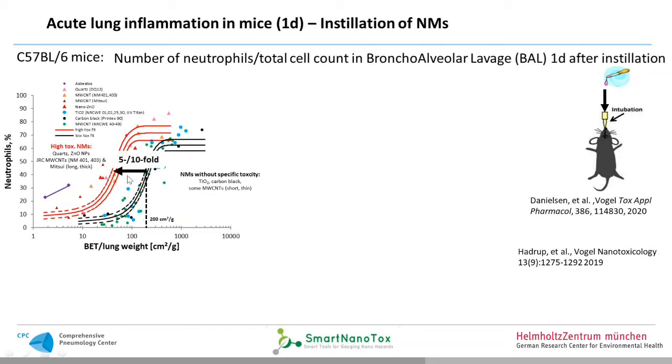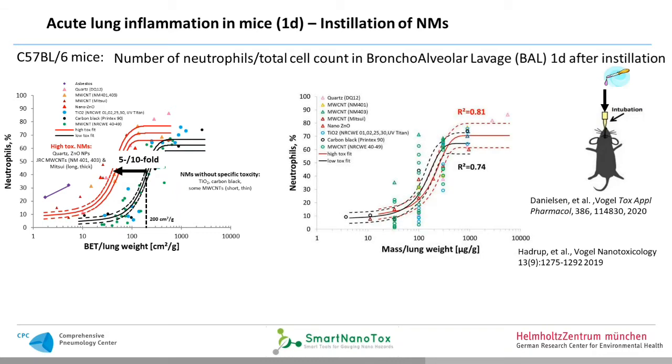So you have like a 5 to 10-fold shift in hazard. Yeah, this is the hazard factor now. More hazardous, 5 to 10-fold. And they group nicely into 2, or maybe 3 if you count asbestos, 3 classes.